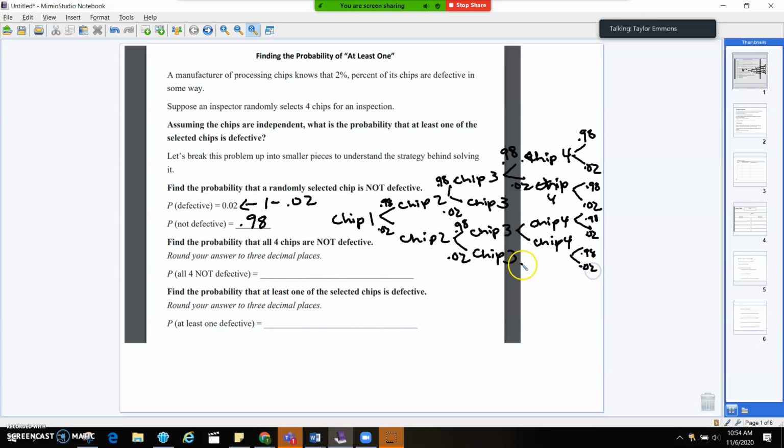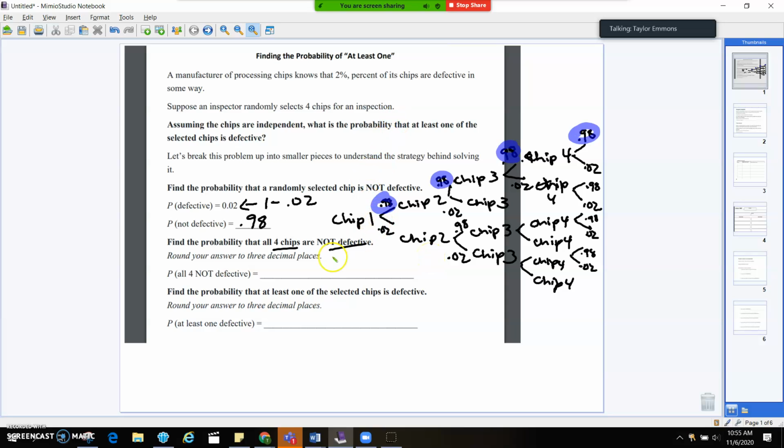I need more space on my paper. What's going to happen is the chips that are not defective. So we're looking for 1 strand. Really, I shouldn't have had to draw all this out, but we're looking at this strand because the first chip is not defective. The second chip is not defective. The third chip is not defective. The 4th chip is not defective. Do we see it?